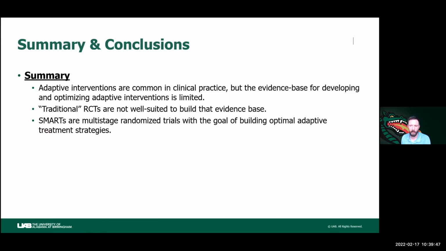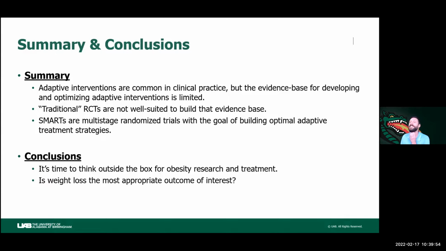SMARTs, on the other hand, are a multi-stage randomized trial with the goal of doing exactly that, building optimal adaptive treatment strategies. Maybe not a conclusion, but some things to think about: I really think it is time for us in the obesity research field to start thinking outside the box. And I think we need to ask this question: is weight loss the most appropriate outcome of interest for these people?